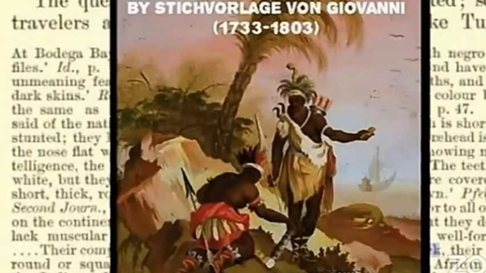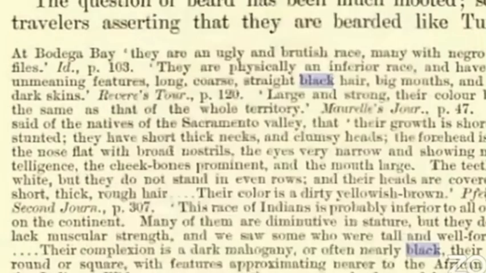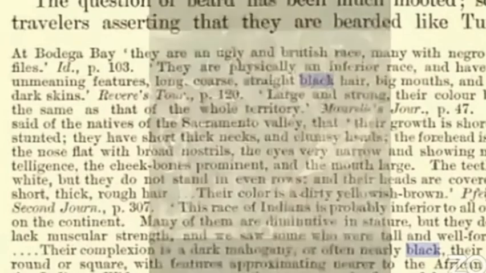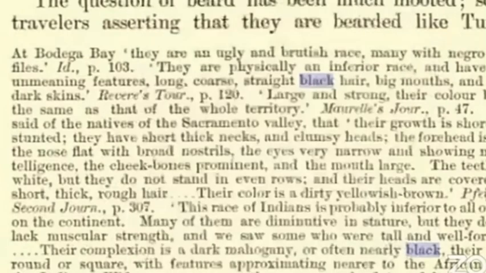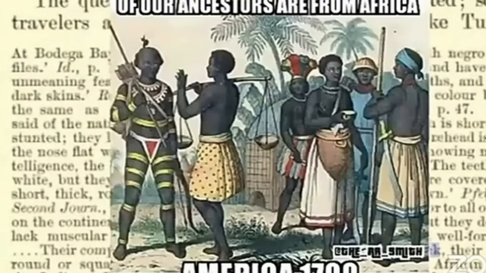Pfeiffer's Second Journal, page 307. This race of Indians is probably inferior to all others on the continent. Many of them are diminutive in stature, but they do not lack muscular strength, and we saw some who were tall and well formed. Their complexion is dark mahogany. Again, dark mahogany, or often nearly black. Their face is round or square, with features approximating nearer to the African than the Indian.